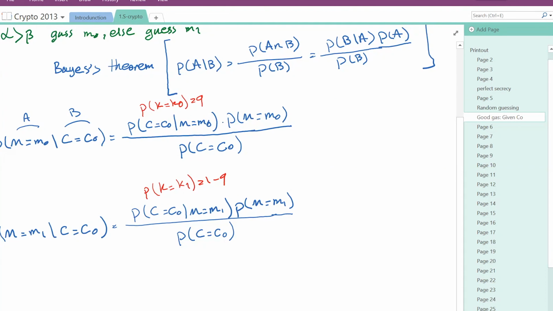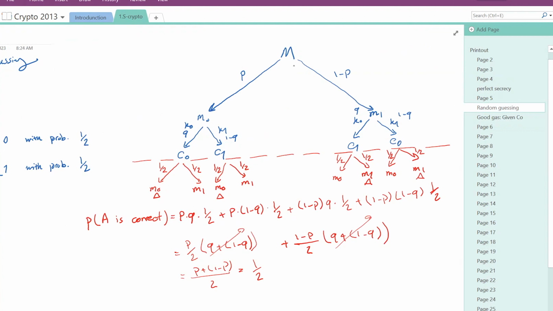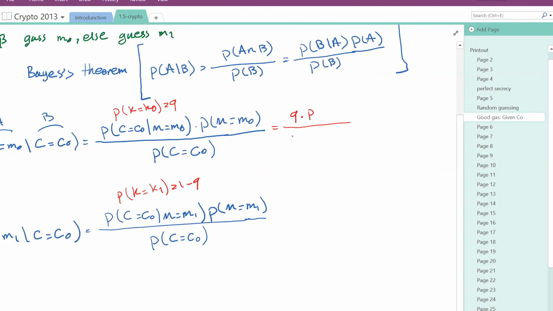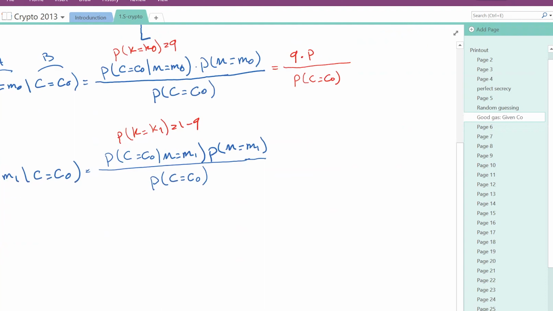So given this, I know that the first piece over here happened with probability Q multiplied by the probability of M being M0. So I go back to the computational tree. The probability that I get M0 is just P, so I would just replace it with P. And then the probability of C equals C0, I just treat this one as a constant, so I don't really have to do this computation. I just let it be.